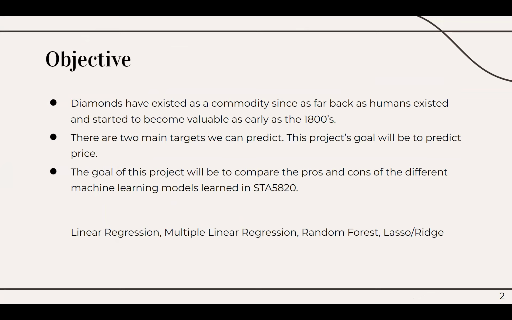So there are two main targets that people predict with this diamonds data set. One is price, the other is carat as classification. The goal of my presentation is to examine the pros and cons of the different learning methods we learn in this class. The methods that I aim to predict the price with are linear regression, multiple linear regression, random forest, and then lasso and ridge.